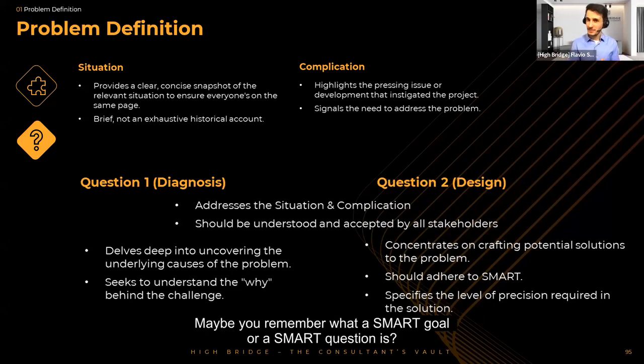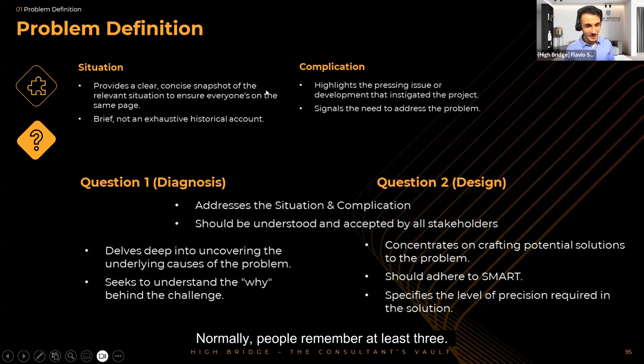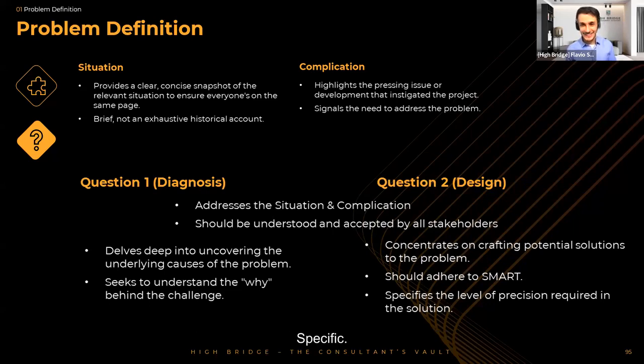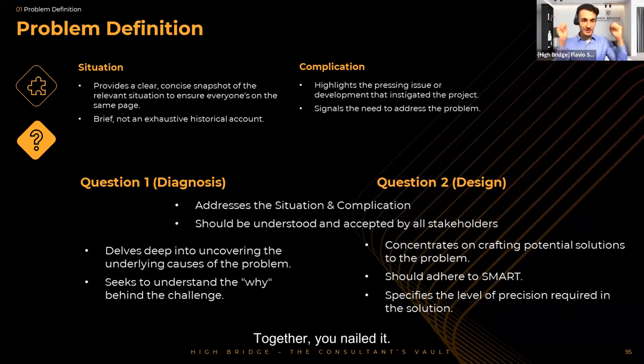Maybe you remember what is a SMART goal or a SMART question. Do you? Normally people remember at least 3. Specific. Yeah, that's the first one. Let's see if you can make it measurable. Yes, actionable. What else? What is the R? Realistic or relevant? It depends on the school of thought. And timely or time bound. Great. Excellent. Together you nailed it, right?